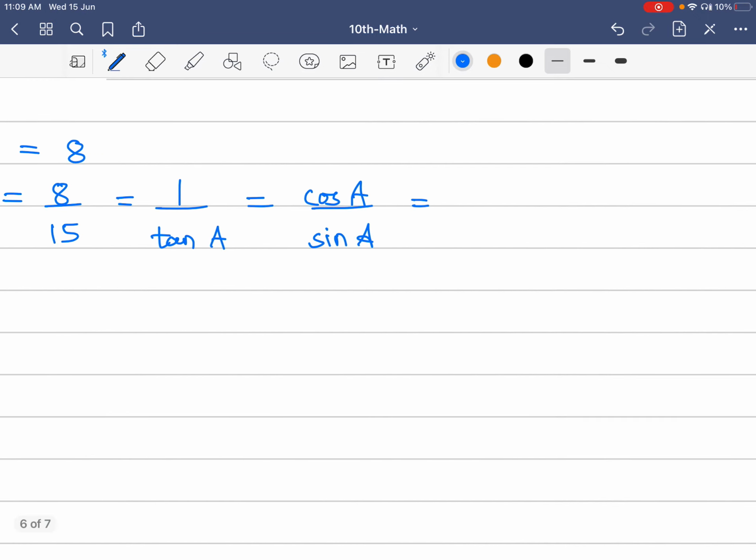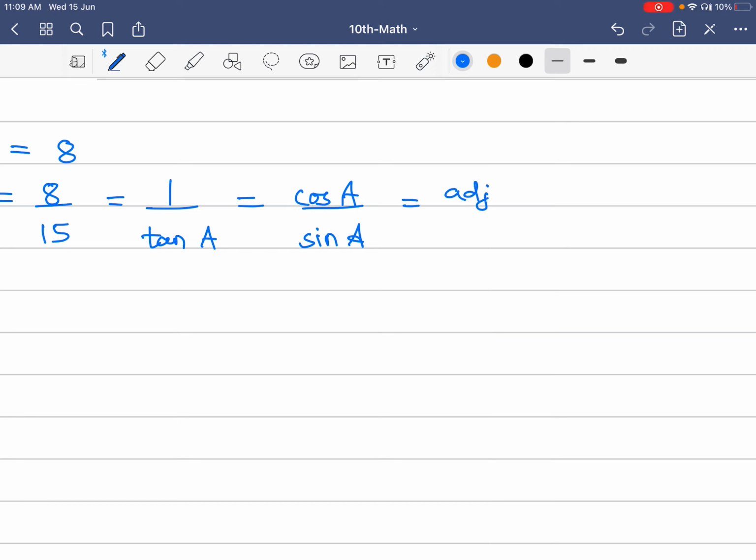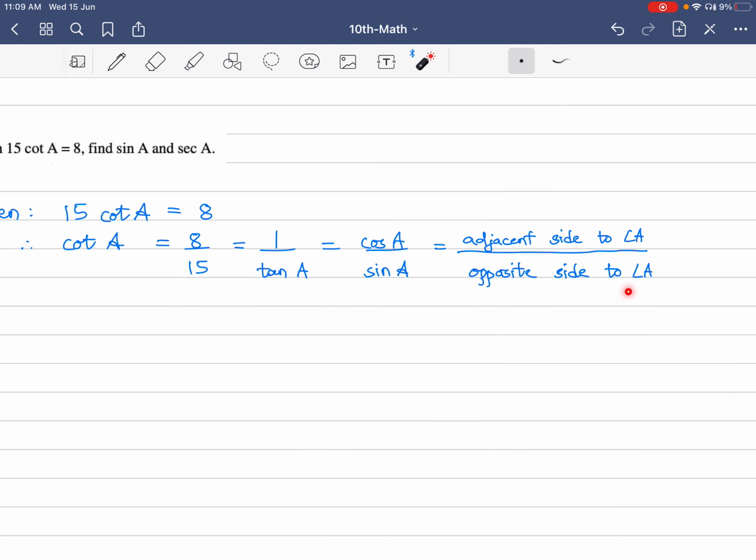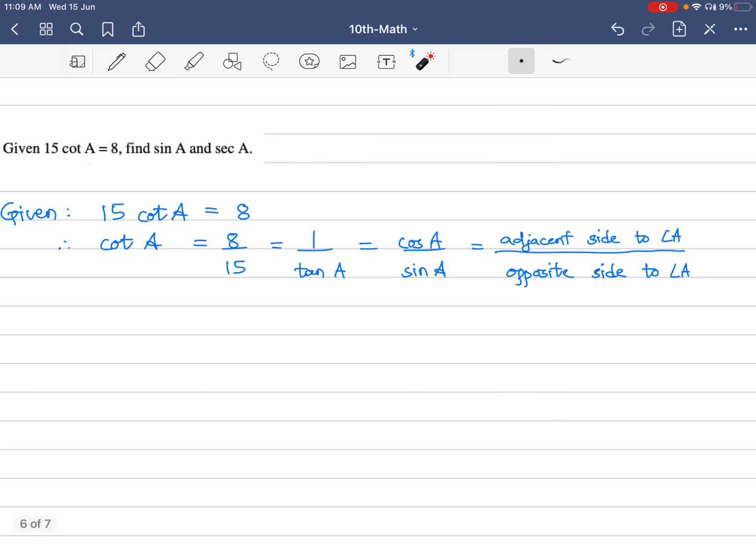Okay, so cos A is nothing but the adjacent side to angle A, the whole divided by the opposite side to angle A. Now this becomes our actual understanding of a triangle. Now we are going to focus on these two parameters. Let me in fact mark it down. We are going to focus on these two: 8 by 15, the adjacent side to angle A and the opposite side to angle A.